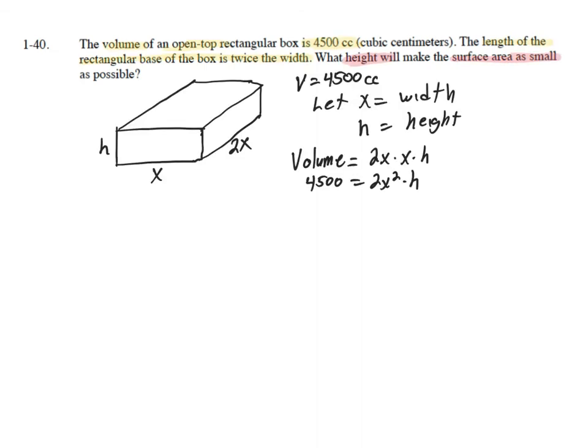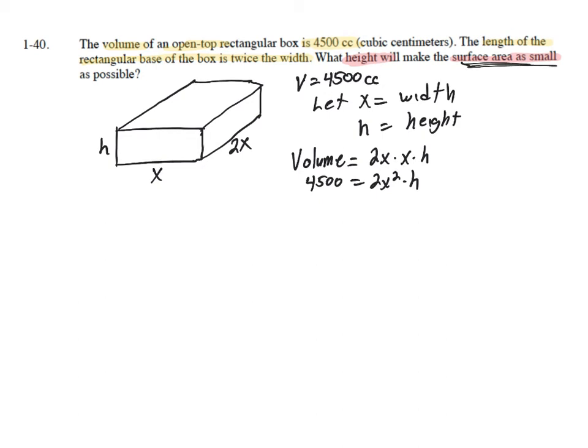Okay, welcome back. This is kind of maybe some of the stuff that you're able to get written down. You're able to draw a picture, do a let statement or two, and write an equation. And so I let h be the height and x be the width, and then 2x would be the other side of the base. And the volume of 4,500 must equal length times width times height, or 2x squared times h. Now, where is my other equation?